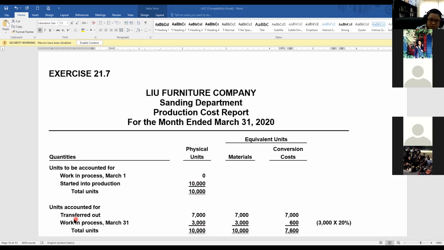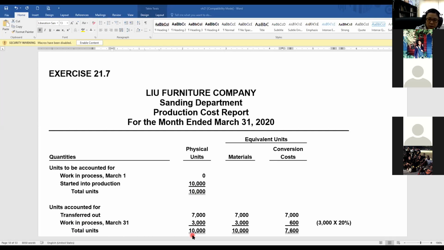Again, one more time. The question gives us units completed and transferred out 7,000 and 3,000 ending work in process. So 7,000 plus 3,000, the total is 10,000. So we know that the total units here are also 10,000. 10,000 minus 0, the started into production here should be 10,000. Sometimes the question doesn't give you all the information. You have to find it. But you know that the total units are always equal.